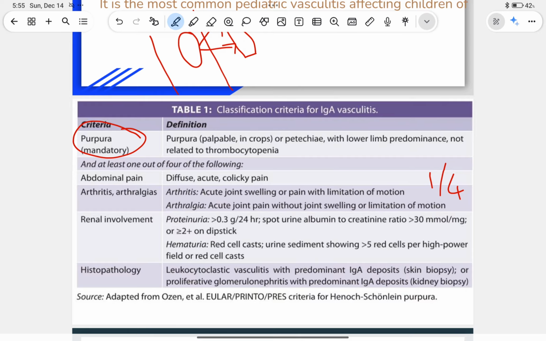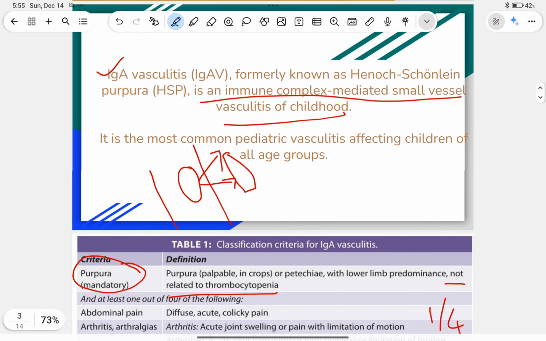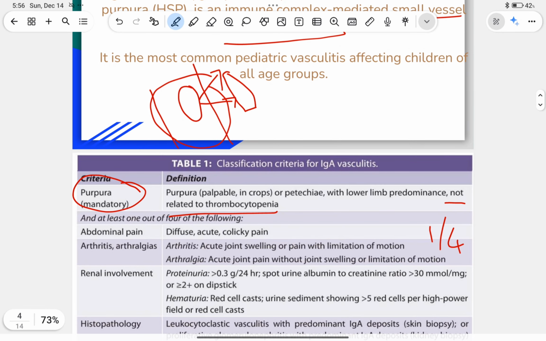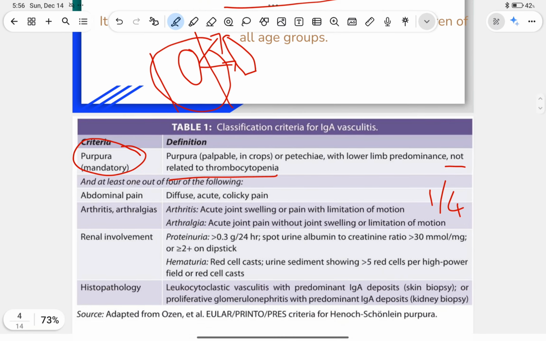One important thing here is that it is not related to thrombocytopenia. That's how you have to remember, palpable purpura without thrombocytopenia. Why is there no thrombocytopenia? Generally when there is purpura, it is because a decreased number of platelets causes bleeding and it manifests as purpura. But here platelets are absolutely normal and the main problem is in the vessel. So because of vasculitis there is purpura, but not because of thrombocytopenia. Whenever a patient comes with purpura and the platelet count is normal, you should think of HSP first. This is the mandatory criteria.